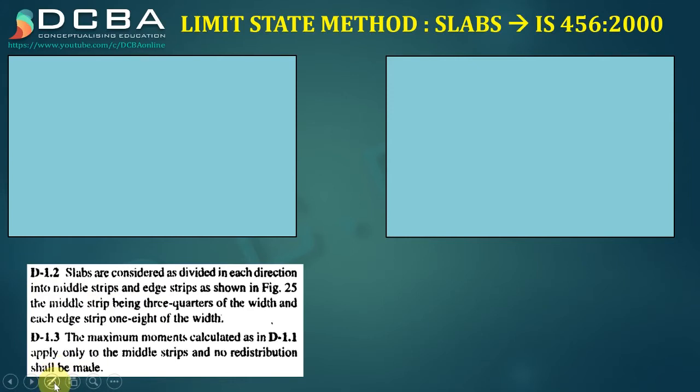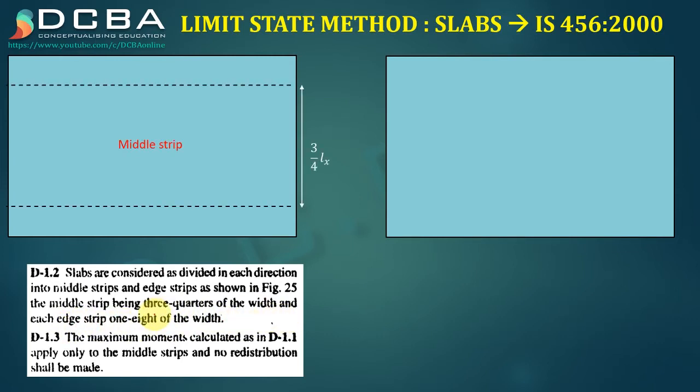What it is saying is slabs are considered as divided in each direction into middle strips and edge strips, the middle strip being 3/4 of the width and each edge strip 1/8 of the width. So the slab is considered to be divided in three parts. First is the middle strip, and it is 3/4 of this entire length, Lx, right? The short span is Lx, so 3/4 of Lx, and the remaining part would be 1/4 of Lx, and since it is divided into 2, this will be 1/8 Lx, this will be 1/8 Lx. So these are your edge strips, these are your middle strips.